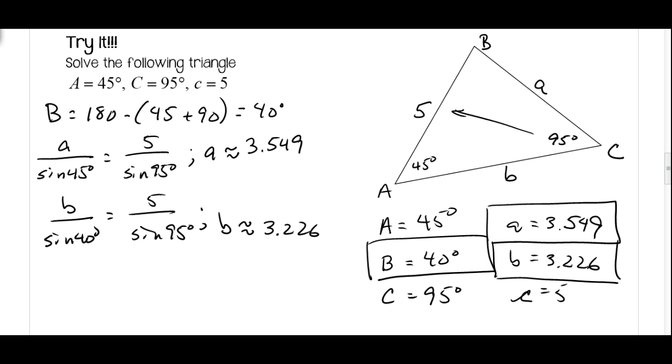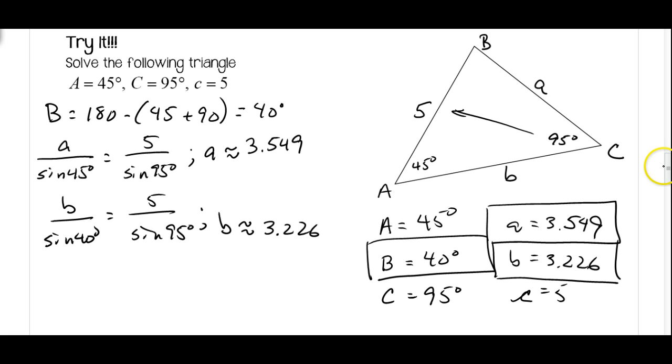Alright, so here's the solution for the second example. You should have gotten 40 for angle B, and 3.549 for A, and 3.226 for B. If you didn't get those answers, maybe you want to double check your work with my work.